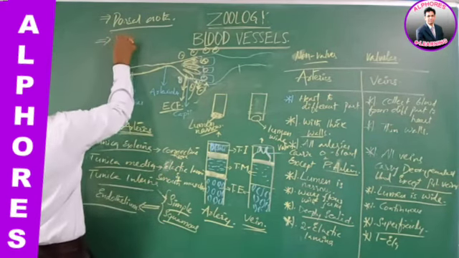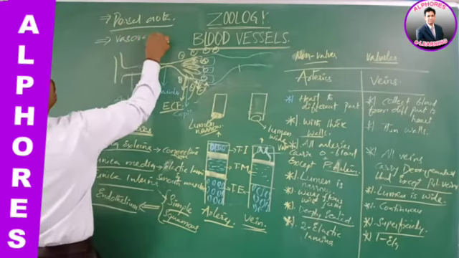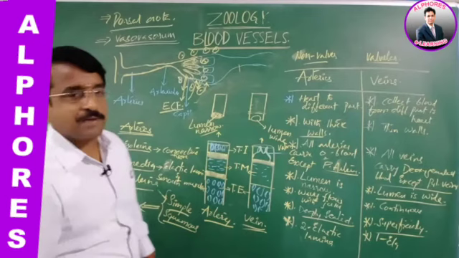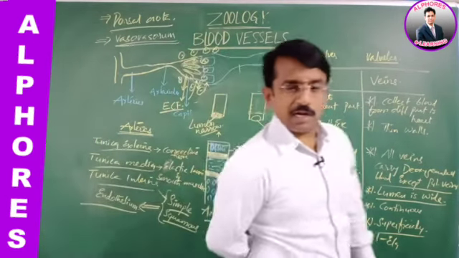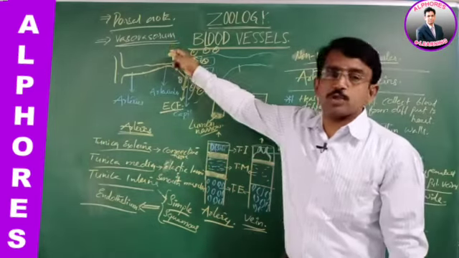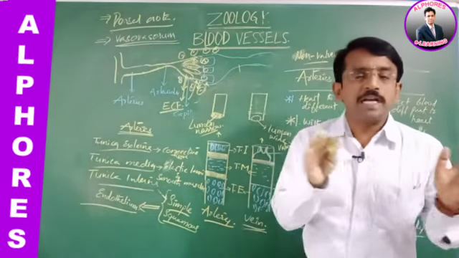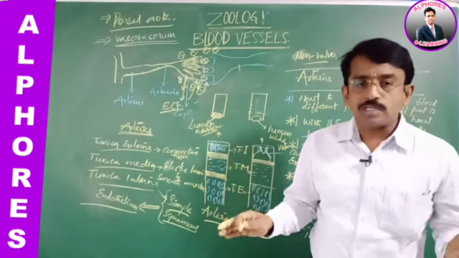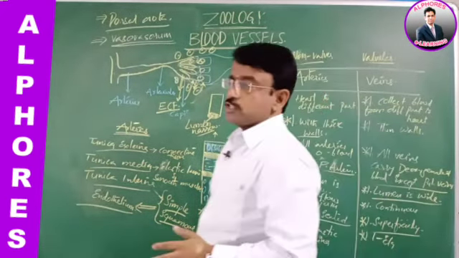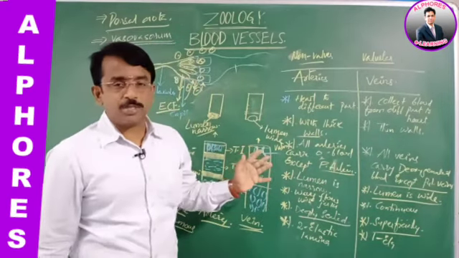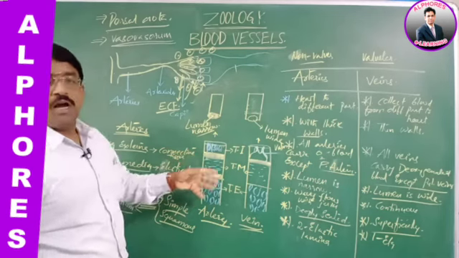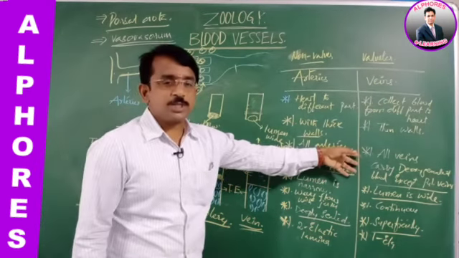The vasa vasorum is said to be the smallest of the vessels. This is the point to be noted. The capillaries are smaller, but the smallest of the vessels is the vasa vasorum. So this is the complete description of the blood vessels under the circulatory system, the third chapter, where arteries and veins, their nature, their structure and their differences is what we see. Thank you.